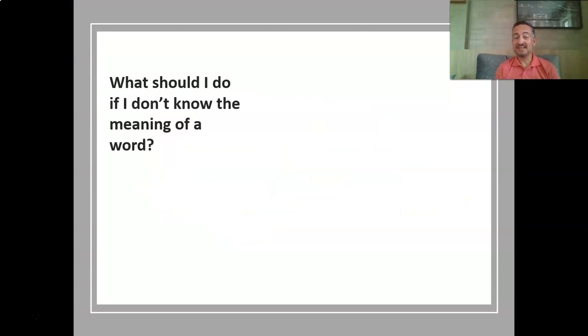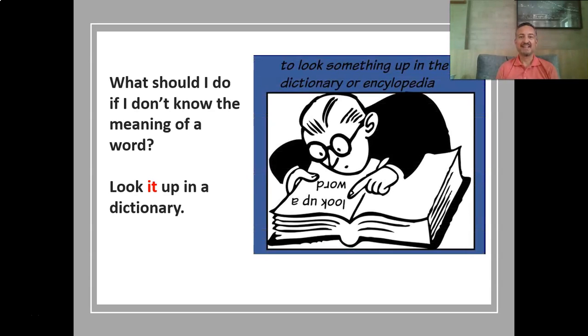So the question is, what should I do if I don't know the meaning of a word? What is the phrasal verb that I use to say this? That I don't know the meaning of a word. What should I do? Look it up in a dictionary. So the phrasal verb is look something up. Is to go to dictionary and try to find the meaning of a specific word or expression. Okay, look it up in a dictionary. Yeah, so to look something up in a dictionary or encyclopedia.